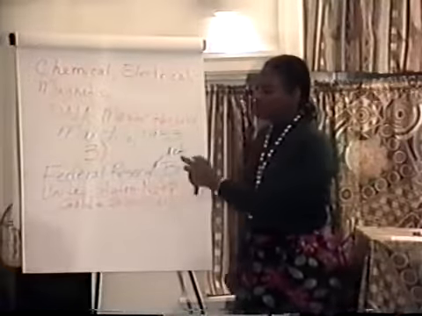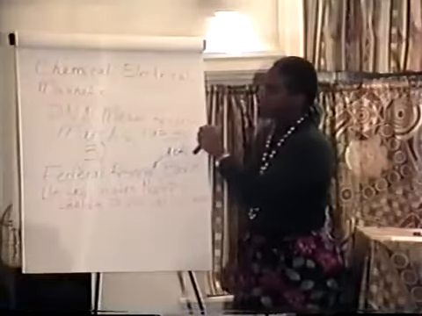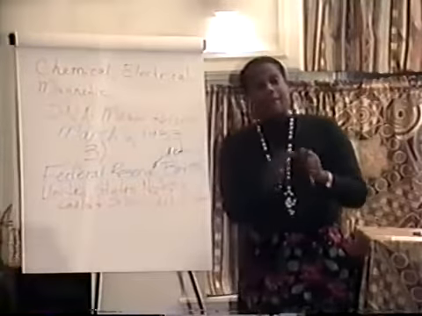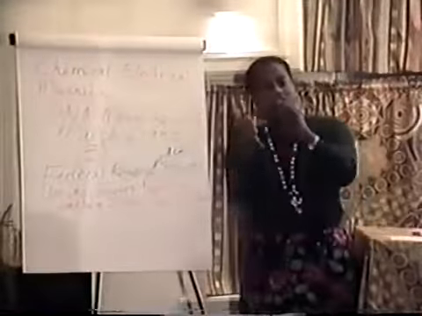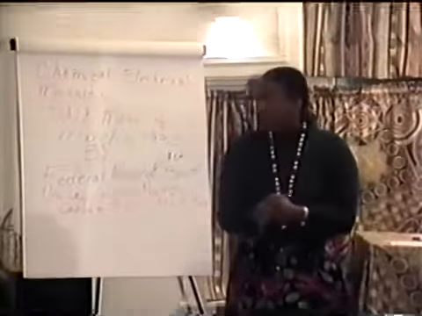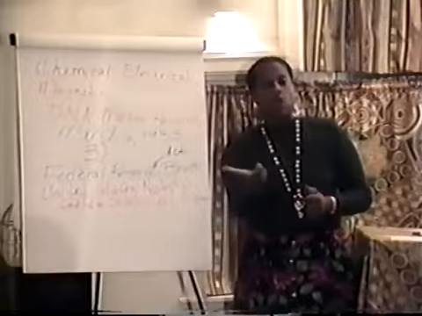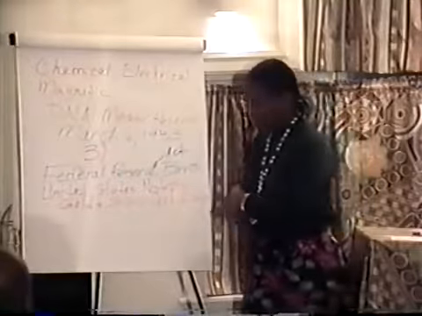Now, when they removed the current from the currency, what happened was this. Because we are chemical and electrical magnetic beings, and all of this I taught in trade and currency class, when we trade in coins, what are our coins made of?